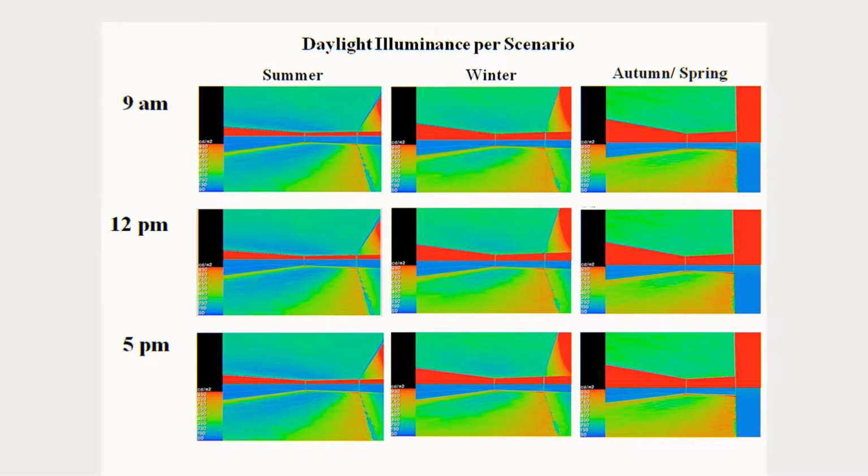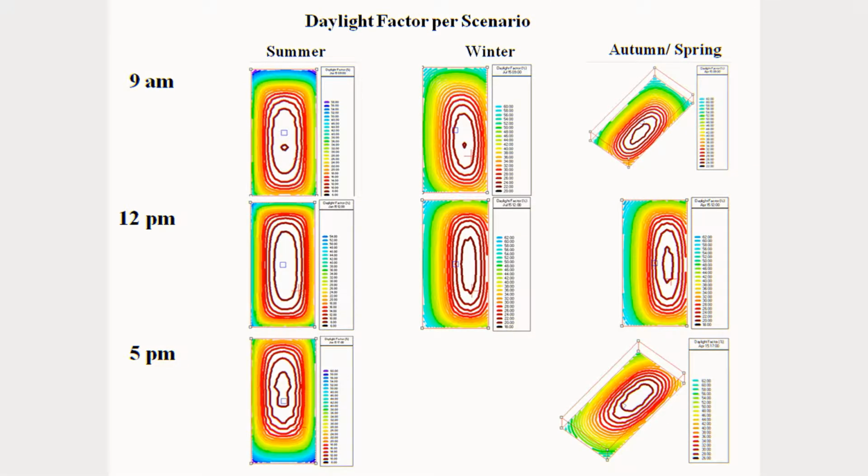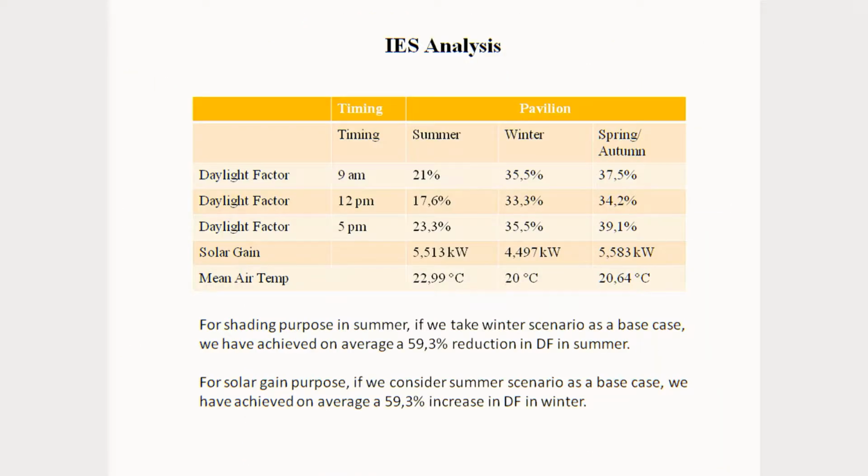As the base case of our pavilion is similar to the enclosed winter model, we have taken the winter scenario as the base case and provided the following data and results on the IES analysis. If we take the winter scenario as a base case, we have achieved 59% daylight factor reduction in summer, and if we take the summer scenario as a base case, we have achieved 59% daylight factor increase in winter.